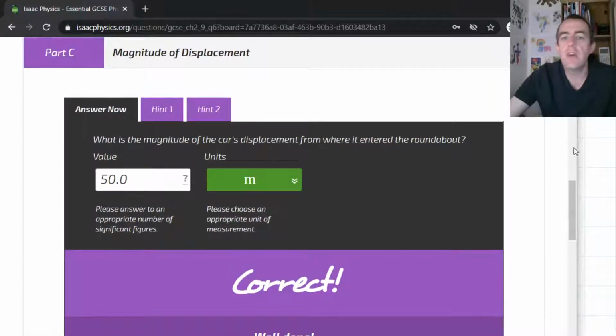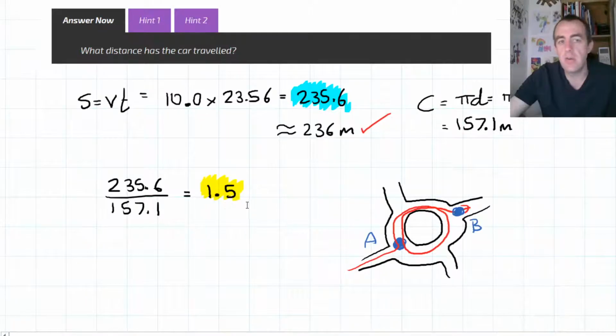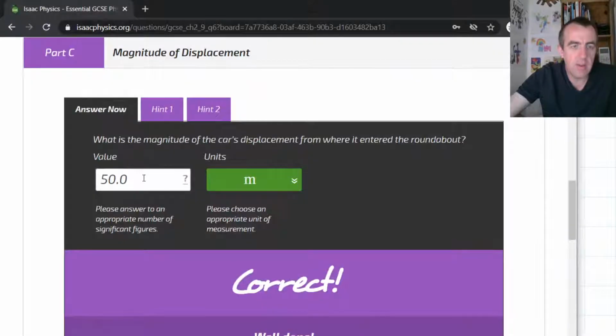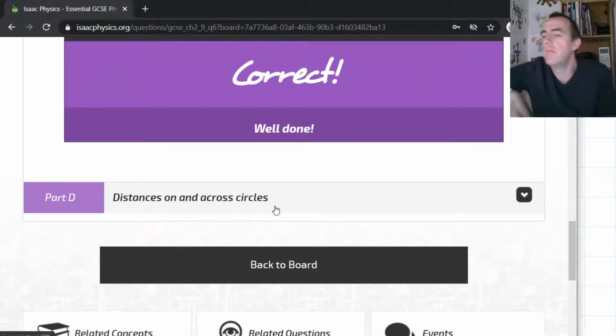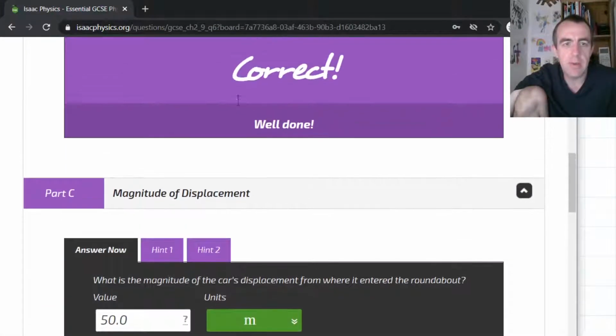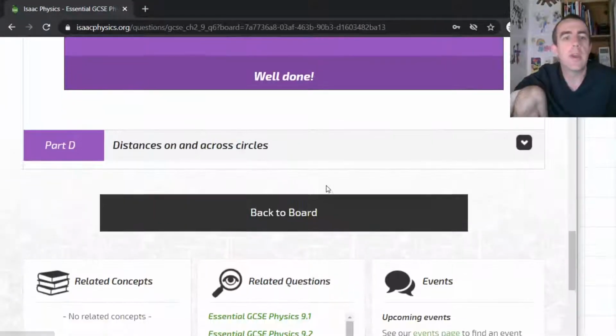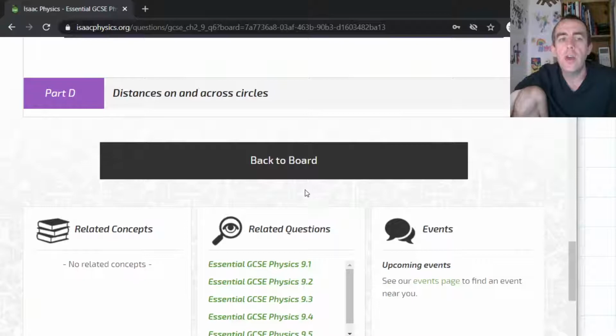The reason why it might shout at me is because when I did this, I wrote down 1.5. Really, I should have probably written 1.500, but it was nice and relaxed about it. In fact, because I used the number 10.0, this should have been given as 1.50, and therefore I should be giving my diameter to 3 significant figures, which I think I have, haven't I? Yeah, so that's why it's right. If anything, it should have shouted at me about this one and said, no, that should be 1.50. Anyway, there we go. Distances on and across circles.